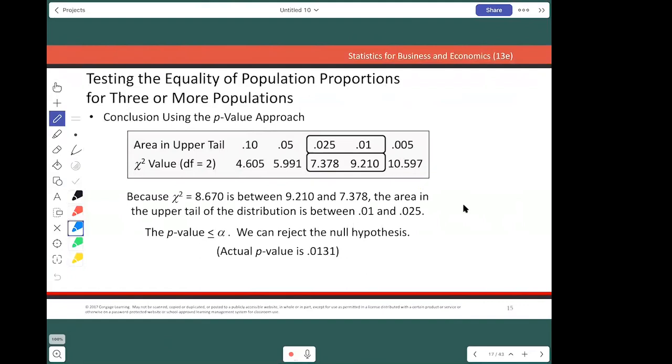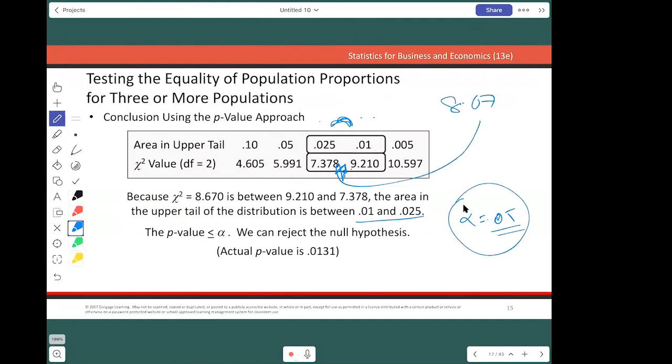So the area in the upper tail, somewhere between 0.025 and 0.01. We're looking for a value of 8.67, remember? So 8.67 is between those two values, which means that our p-value is between 0.025 and 1%, between 2.5 and 1%. Remember, our alpha is 0.05. So since our p-value is between 1 and 2.5%, it will be less than alpha. Therefore, we'll reject the null hypothesis and conclude that the proportions differ.